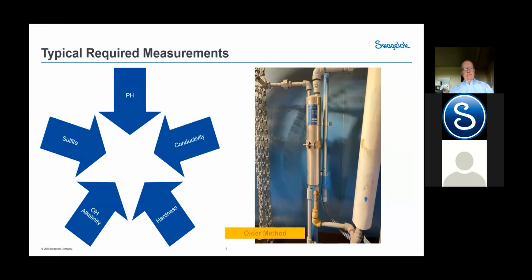Typical requirements: we're looking for pH going to the boiler, and pH in the condensate coming back from the boiler, conductivity, hardness, OH alkalinity, and sulfite. There may be other measurements that the chemical supplier may be asking you for. Shown in the picture on the right-hand side is what we call the older method, the older way we did it: a threaded pipe, single sample station. As you can see already, leakage is occurring, and this is not that old of a system.